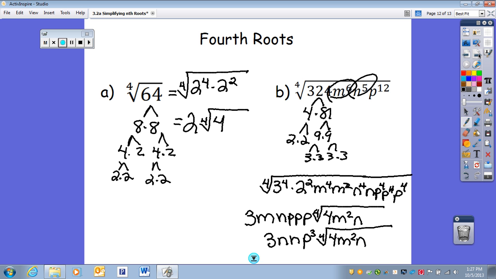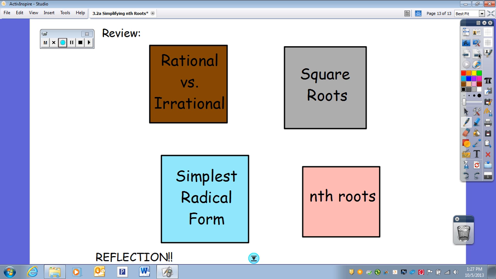So let's review. Rational versus irrational. Remember that rational numbers can be written as fractions, repeating or terminating decimals, and they are integers. Irrational are non-repeating, non-terminating decimals, such as pi or the square root of 2.